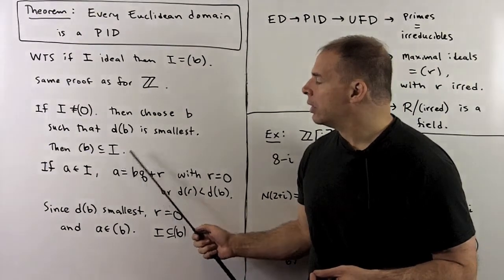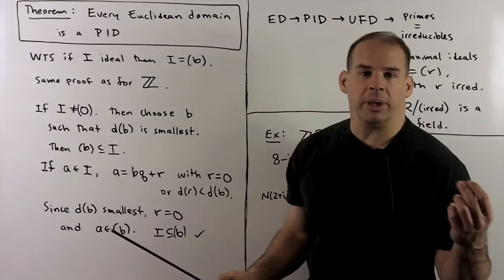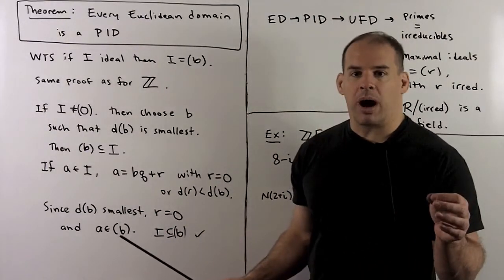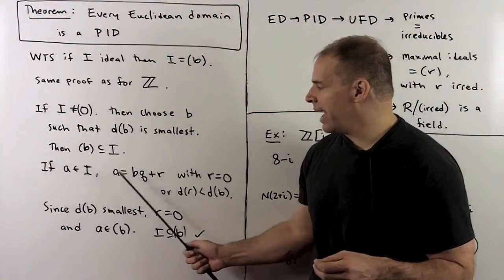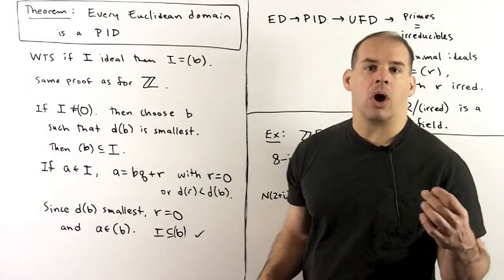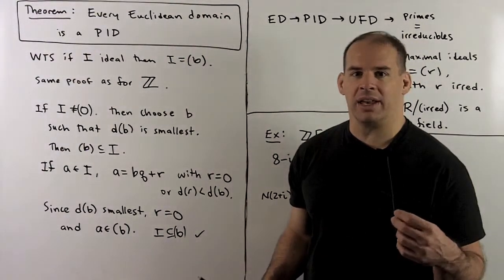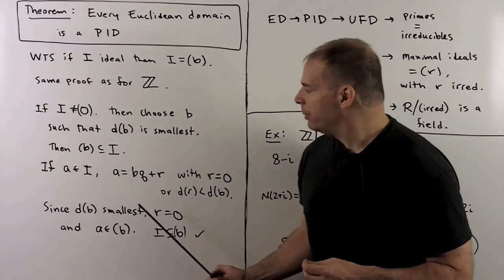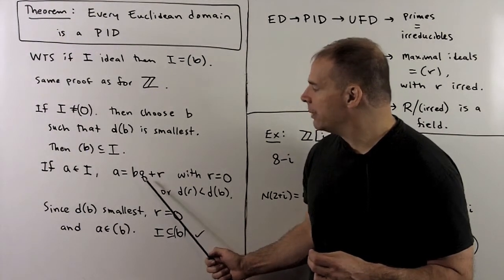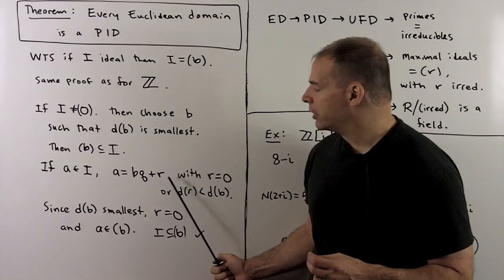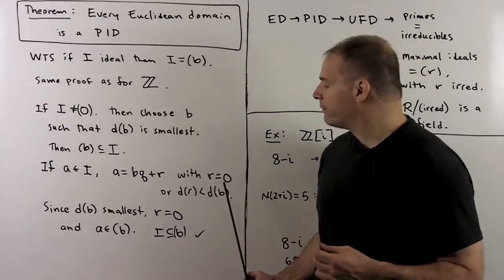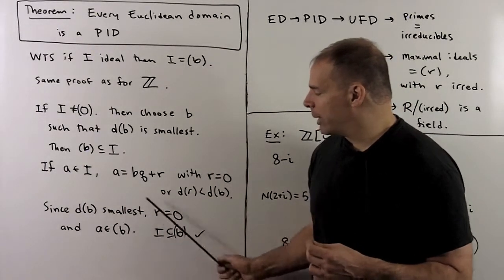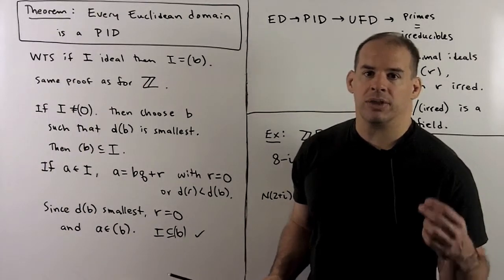I want to show the other direction. So we'll pick A in I. Now, by the Euclidean domain property, we can find Q and R that solve A equal to BQ plus R, with R equal to 0 or D of R strictly less than D of B. Now, we have A is in our ideal. We have that BQ is in our ideal, so that means R is in the ideal. Because D of B is minimized, that forces R to be equal to 0. So that means A is in the ideal generated by B, and that's what we wanted to show. So that gives our theorem.